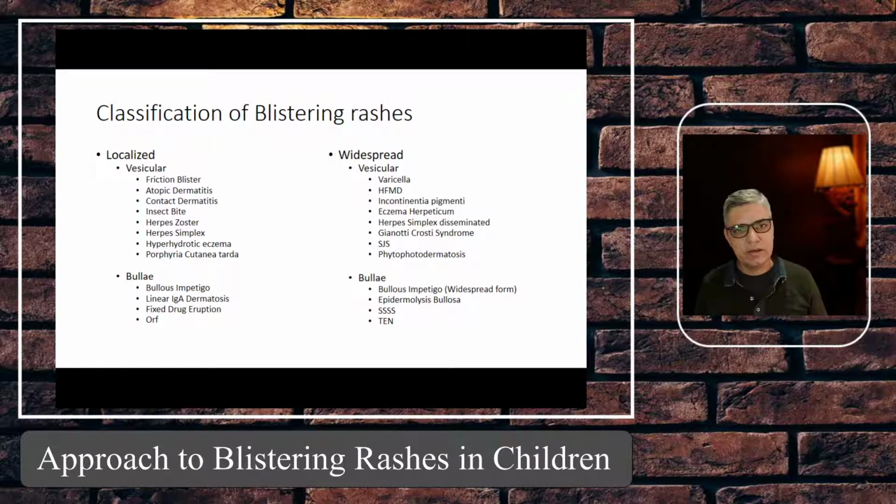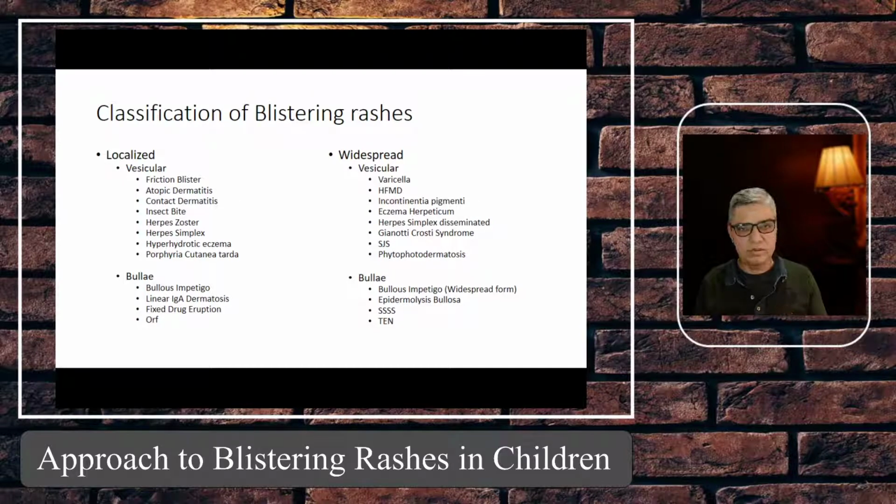Then the localized bullous type of rashes. The most common is bullous impetigo. Impetigo is a streptococcal infection, sometimes can even be caused by Staphylococcus as well. Usually these lesions start up as clear fluid-filled vesicles, which usually ulcerate, and then they are covered with a honey-crust sort of scab.